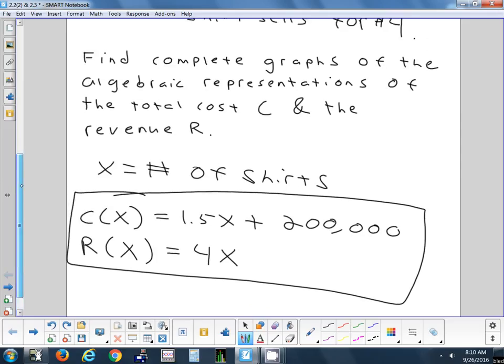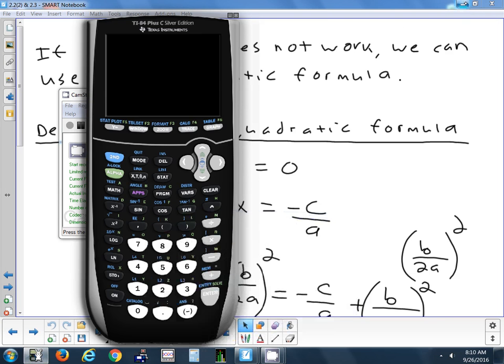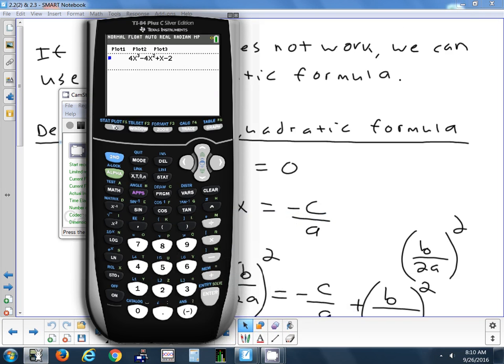Okay, so there are our two equations. And now they want a graph of that. Before I even type it in, any values for X that do not make sense? Yeah, we're not going to look at negatives, because negative numbers of shirts can't happen. All right, so we've got 1.5x plus 200,000. What kind of equation is that? What's it going to look like when I graph it? Yeah, it's going to be a line. What's the slope of it? 1.5, and what's the y-intercept? 200,000.